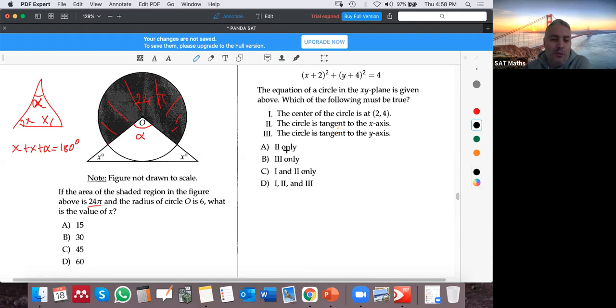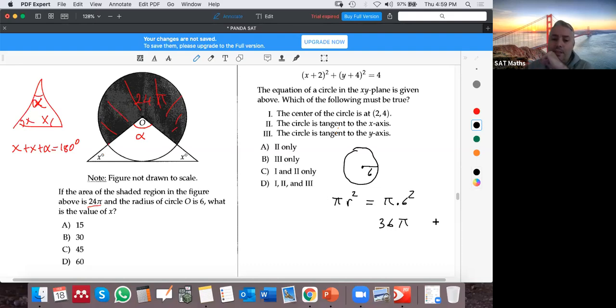Let me use one piece of information. If I have the whole circle, my dear student, with radius given as 6, what is the area of the whole circle? Pi r squared, which is pi times 6 squared, which is 36 pi. Is this correct?